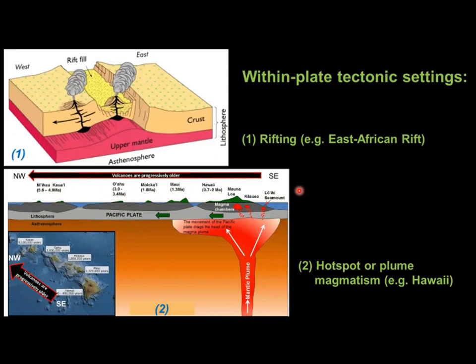Then, of course, the fourth general tectonic setting for potassic intrusions is within plate, either where you have a graben or a rift, like in the East African Rift, for example. Kilimanjaro is a potassic volcano. Another possibility is like Hawaii, the so-called ocean island basalts, where you have this hotspot magmatism. It's usually very potassic as well. But in terms of mineralization, we can forget about the within plate tectonic settings, unless we are looking for iron oxide copper gold deposits. But if we want to look only for porphyry copper gold and epithermal gold deposits, within plate tectonic setting is not good.